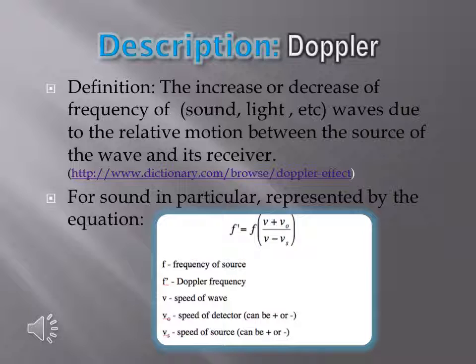It is the Doppler frequency equals the frequency of the source multiplied by the speed of the wave added to the speed of the detector, which can be positive or negative, divided by the speed of the wave subtracted by the speed of the source, which also can be positive or negative.